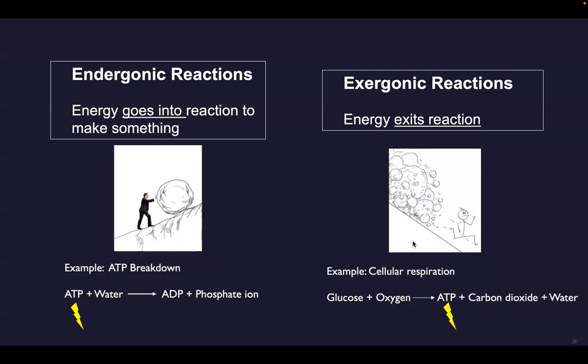And here's more of a specific example of what's happening in those situations. So here we've got an endergonic reaction like the breakdown of ATP. So we have energy that is being supplied, and the products are going to have more energy than the reactants. In an exergonic reaction like cellular respiration, energy is produced. So we don't have to put any energy in. It's going to be made just by the reaction spontaneously taking place.